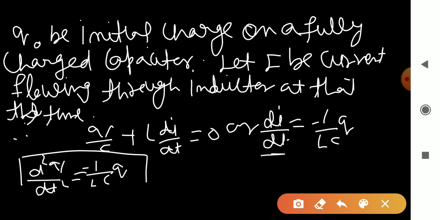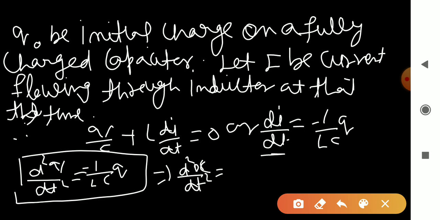And this is a linear differential equation of second order, similar to d square x over dt square equal to minus omega square x, the differential equation of a particle executing linear simple harmonic motion, right? And in this case, this shows that in an LC circuit, the charge Q oscillates harmonically with angular frequency omega equal to 1 upon root LC.